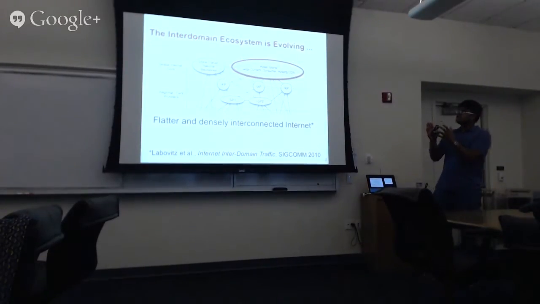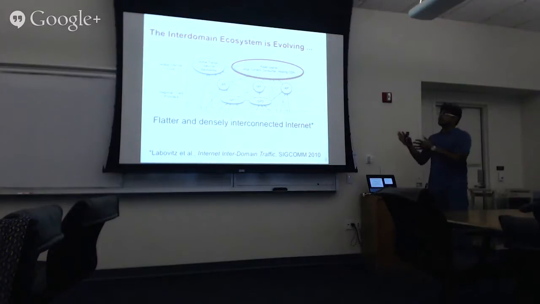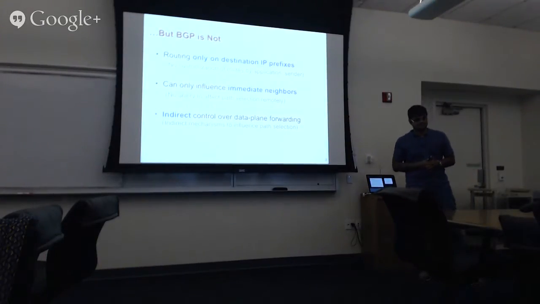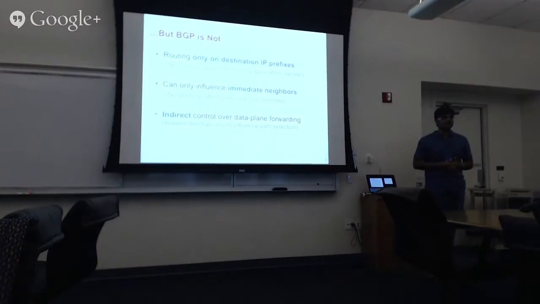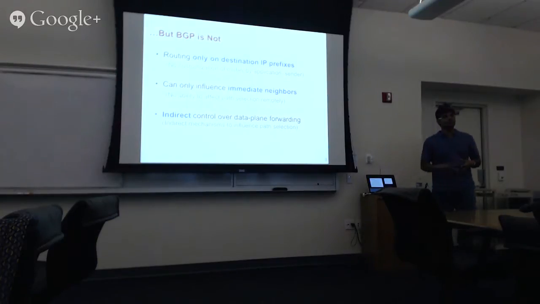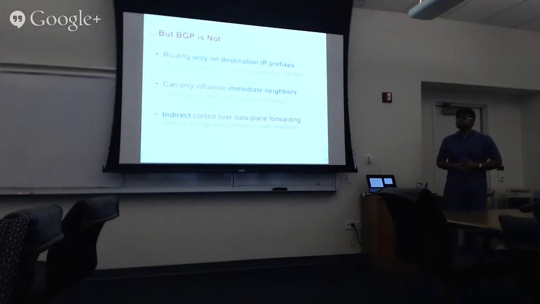So even though this inter-domain ecosystem was evolving, the underlying routing protocol, BGP, is not. With BGP, we are still making routing decisions based on destination IP prefixes. So it's very hard to make path selection based on, say, source IP address, the nature of the application, or, say, time of day. And with BGP, we can only influence our immediate neighbors, right? So it's very hard to influence path selection at some remote location.